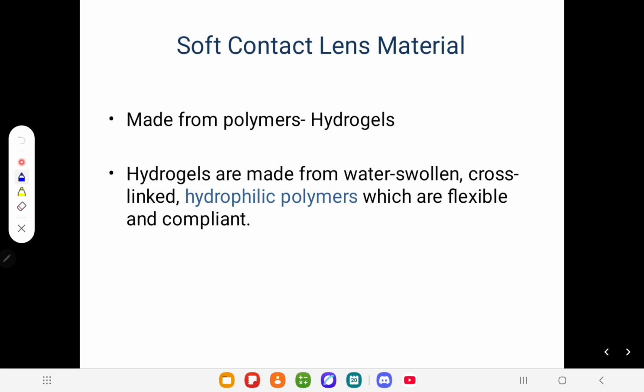So let's come to soft contact lenses, which are made of polymers, basically hydrogels. Hydrogels are made from water-soluble material. What do we mean by that? Material that swells when it comes in contact with water, and is cross-linked, meaning linked with hydrophilic polymers, which are flexible. A lot of soft contact lens material is based on HEMA. HEMA is the basic substance, and we add another component which increases hydrophilicity. That's the concept.